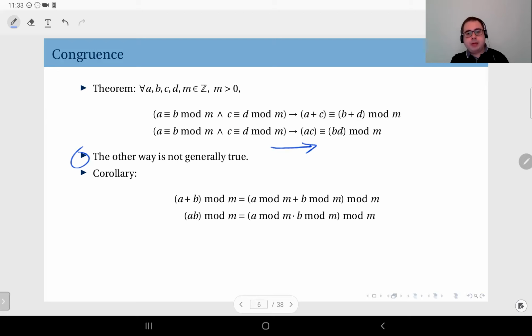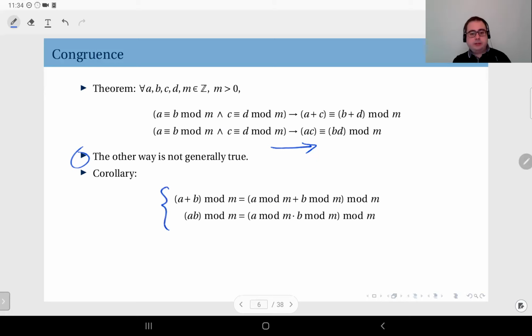It's not biconditional. So for instance, if the sum of a and c and the sum of b and d are modulo m congruent, this doesn't mean a and b are going to be congruent and c and d are going to be congruent. It's not guaranteed, but you have this implication in this direction only. Okay, so based on this theorem, we have this corollary.